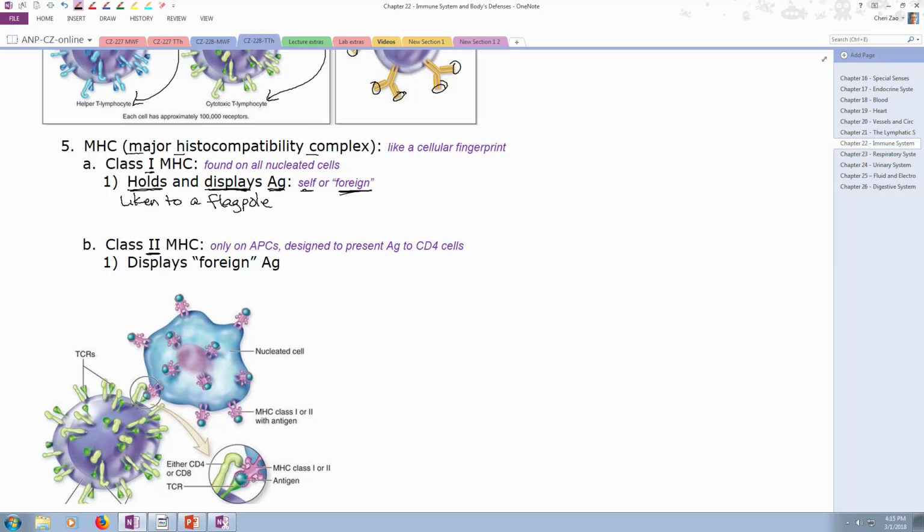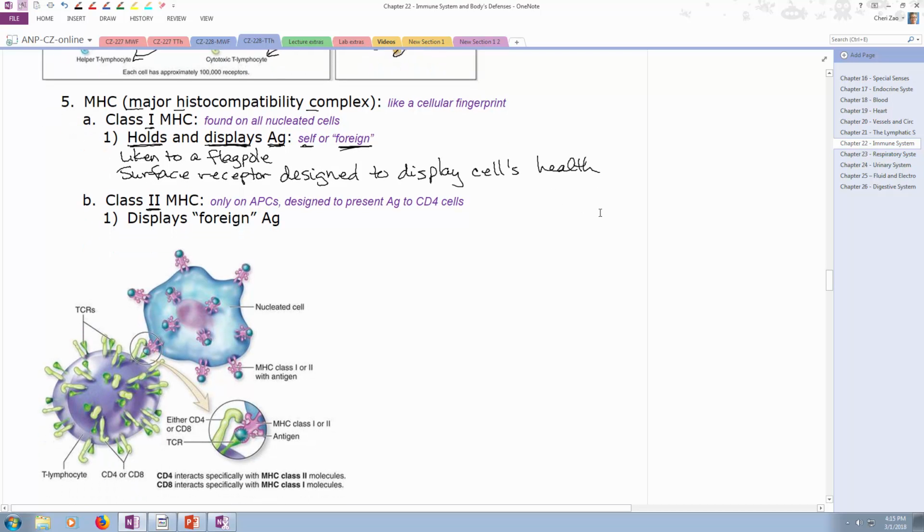So again, MHC1 is a surface receptor that is designed to display the cell's health. And so I'm okay, my flag, or I'm not okay, a foreign flag, something that you're not used to seeing. So MHC1, all cells except for red blood cells.